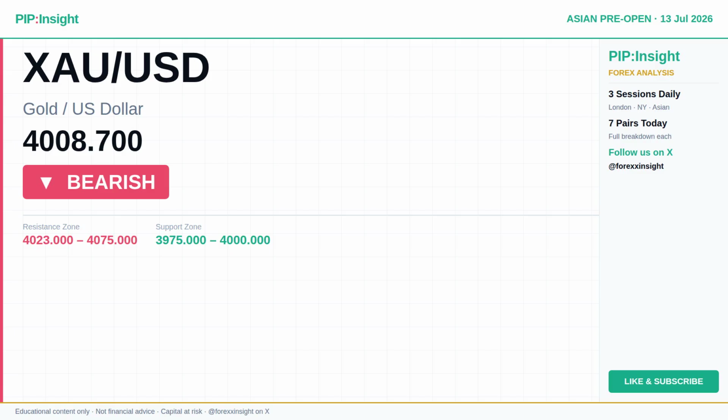On the fundamental side, today's calendar is relatively light for gold. 2 Fed speakers, Bowman and Waller, could nudge dollar sentiment depending on their tone around rate policy. Any hawkish language typically pressures gold further. Watch those levels closely into the Asian session open, $4,023 above and $3,993 below are your key reference points today.